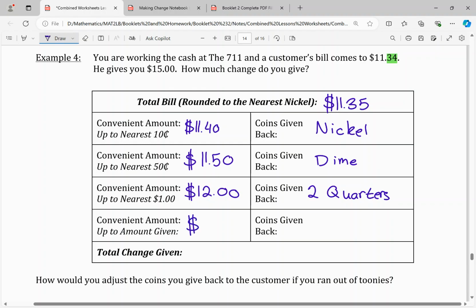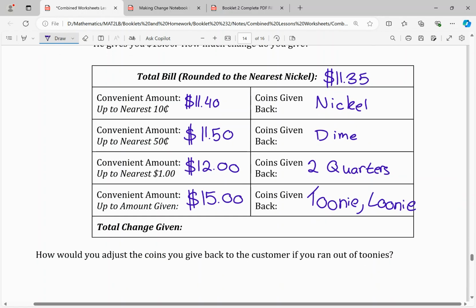Finally, we go up to the amount given. That means going all the way up to $15, which the customer gave me. In order to get from $12 to $15, I would need $3. That is a toonie as well as a loonie. So, the total change given is a toonie, a loonie, 2 quarters, a dime, and a nickel.